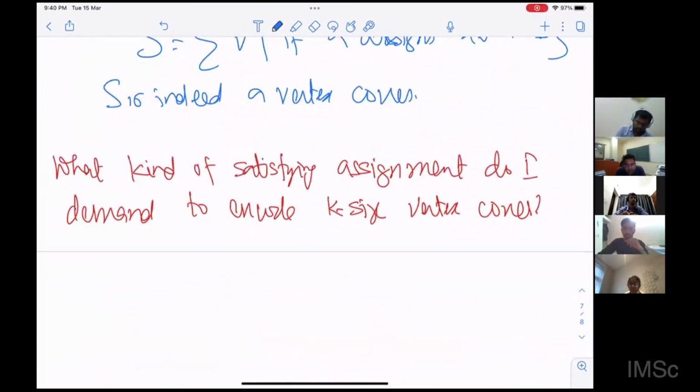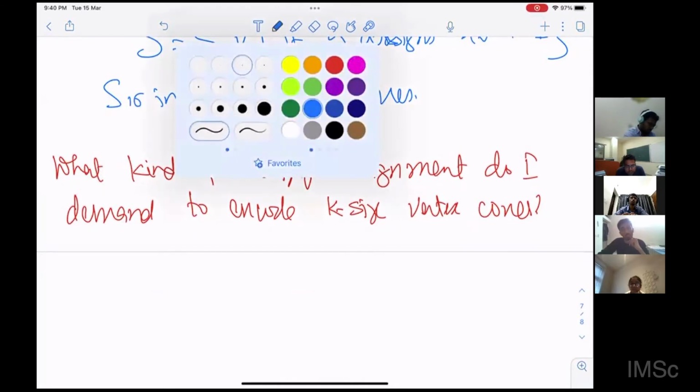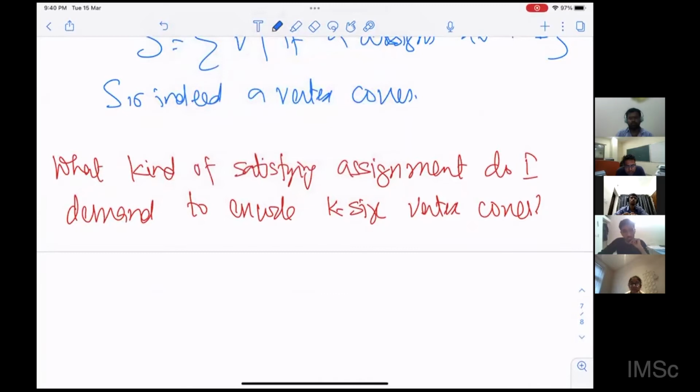Now I want to say that I'm only looking for a satisfying assignment such that, looking at this assignment, I should say it has a vertex cover of size at most k. Then what kind of satisfying assignment are you looking for? Satisfying assignment with k variables 1 and others are 0.